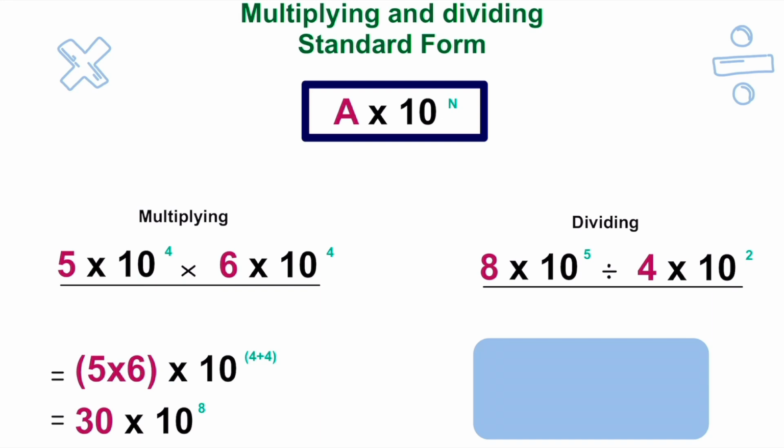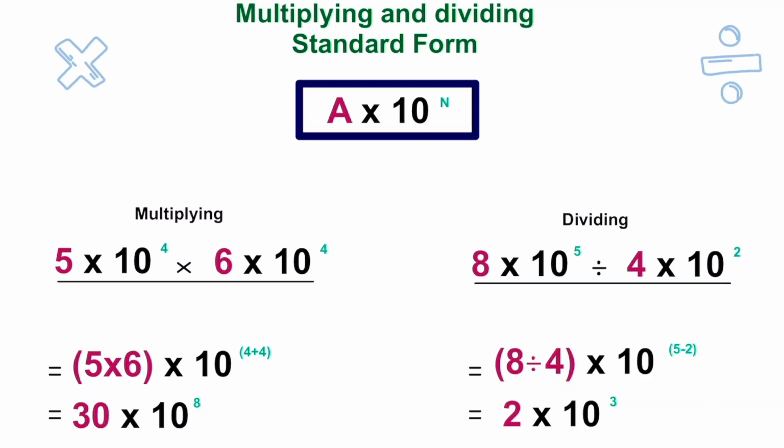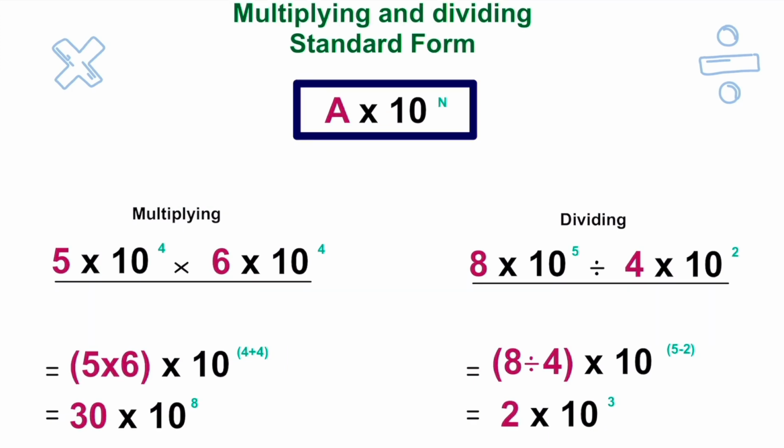Now let's look at a dividing example. We have 8 times 10 to the 5 divided by 4 times 10 to the 2. We do 8 divided by 4, which is 2, and then 5 minus 2, which is 3. What you need to remember is that when dividing you're minusing your exponents, and when multiplying, you're plussing.